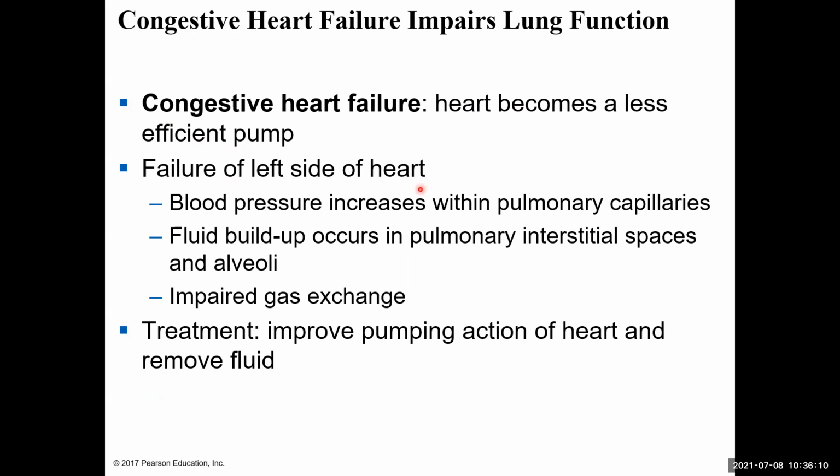If you have a failure of the left side of the heart, then the blood pressure increases in the pulmonary capillaries, and you get fluid buildup in the pulmonary interstitial spaces and in the alveoli. And again, we just talked about what that fluid buildup can do. And so that leads to impaired gas exchange. The way you would treat this is you would try to get the heart pumping effectively again to improve the pumping action of the heart. And you would want to get that fluid removed out of the alveoli.